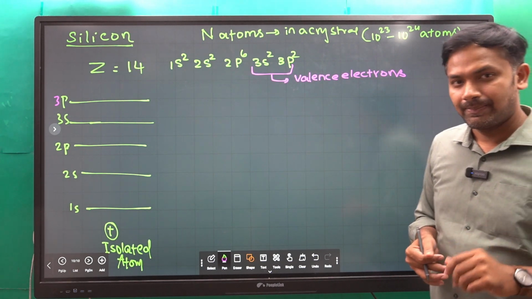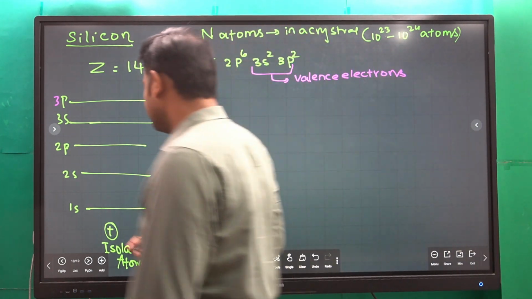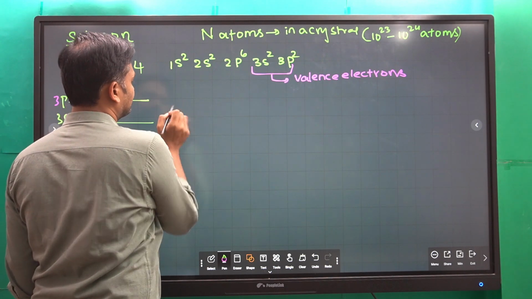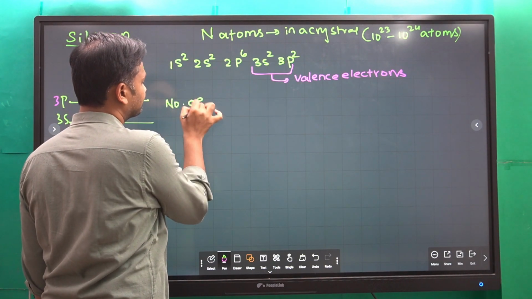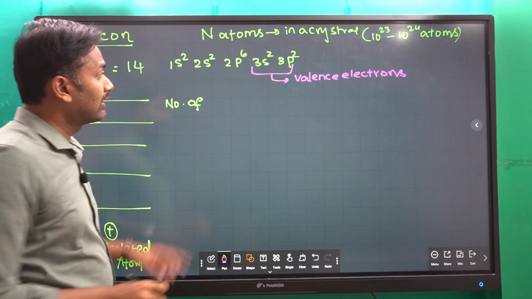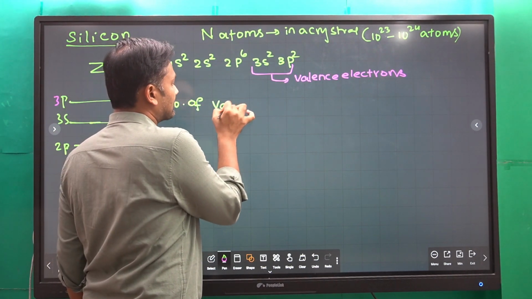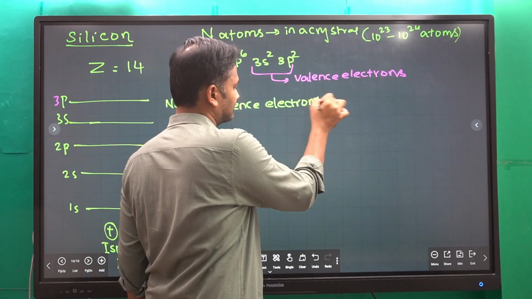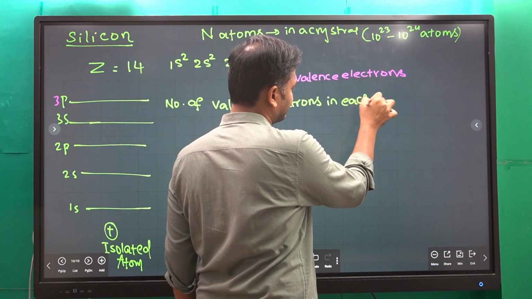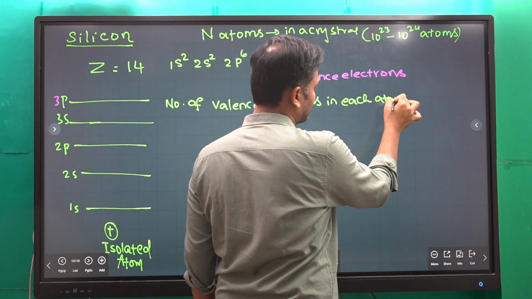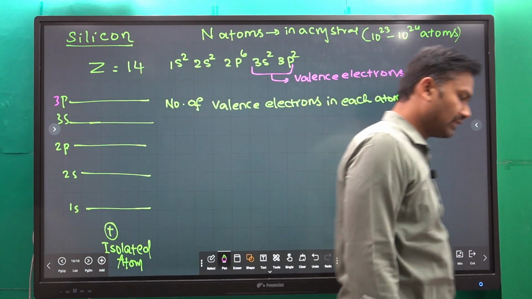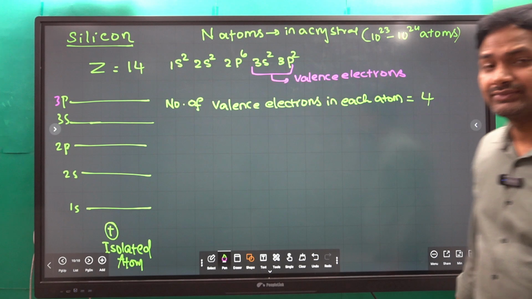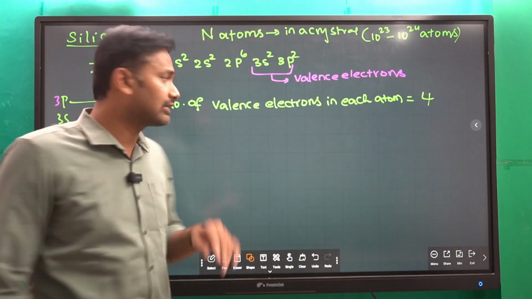Okay, now see, the number of valence electrons in each atom of silicon, how many will be there? 4. In each atom there will be 4 electrons.